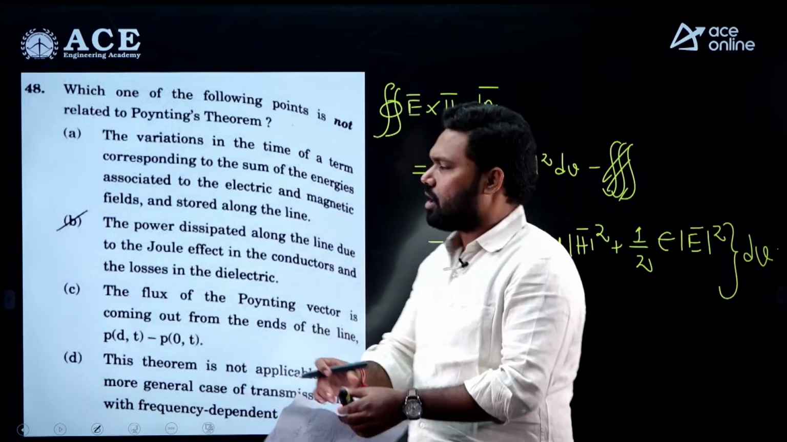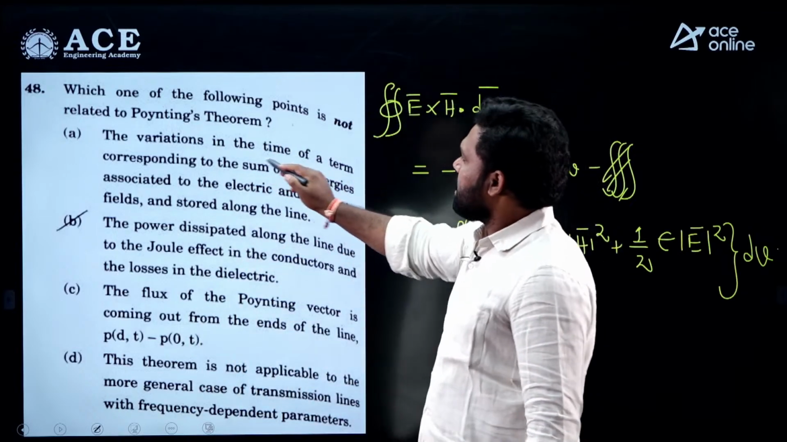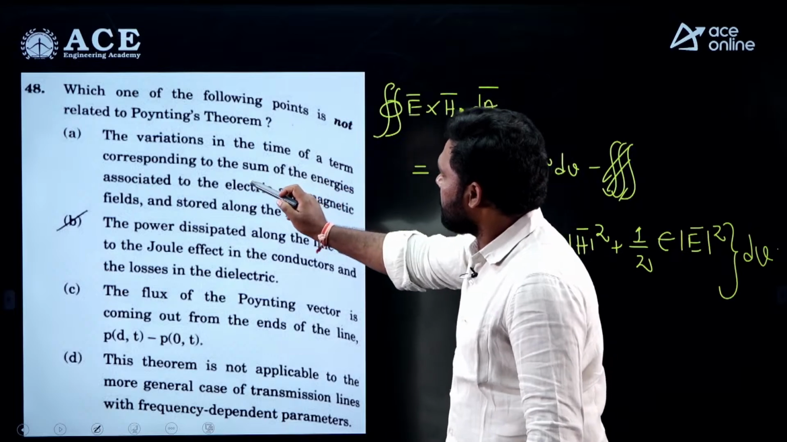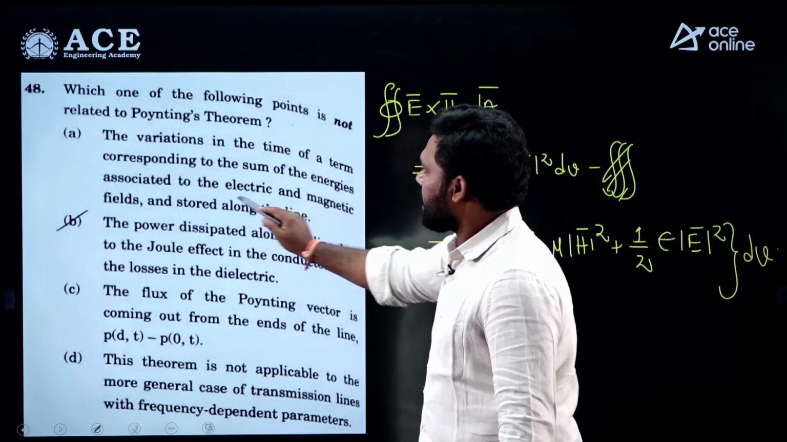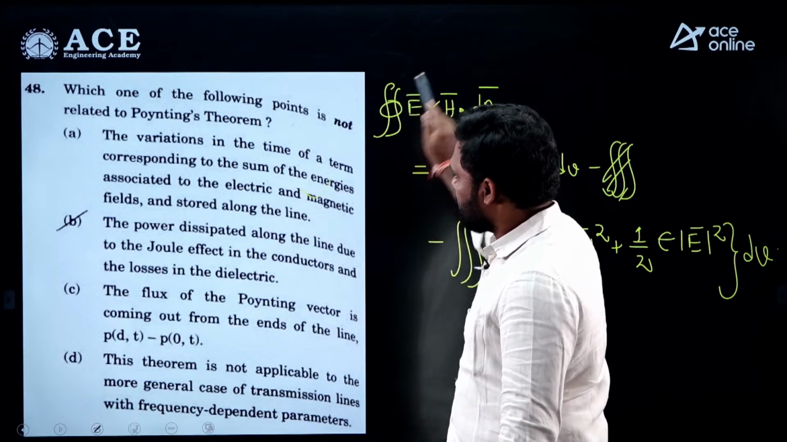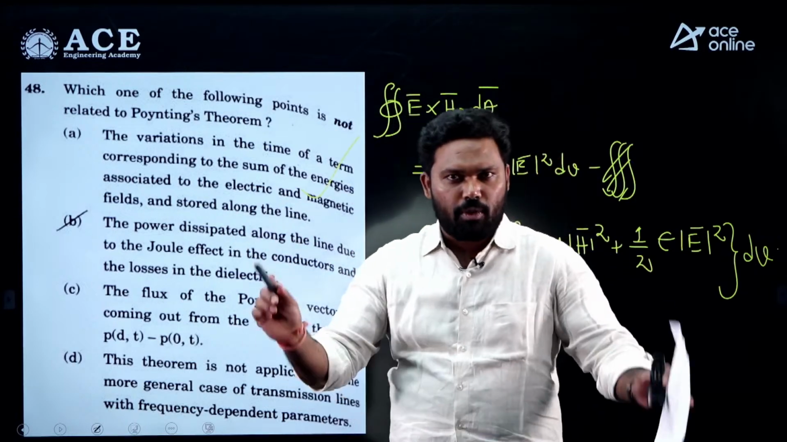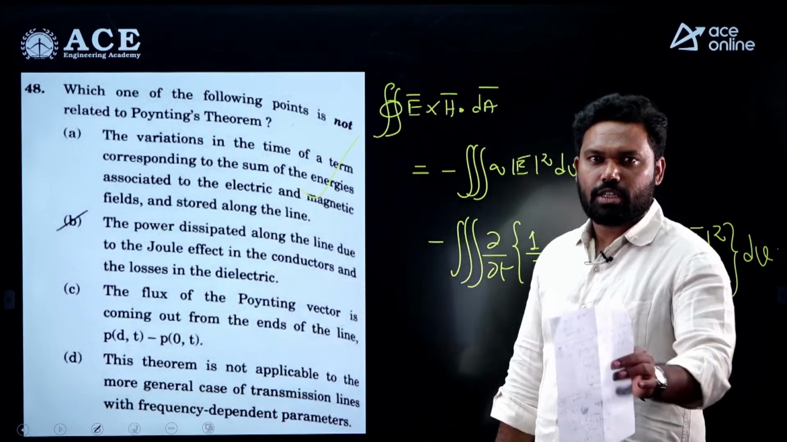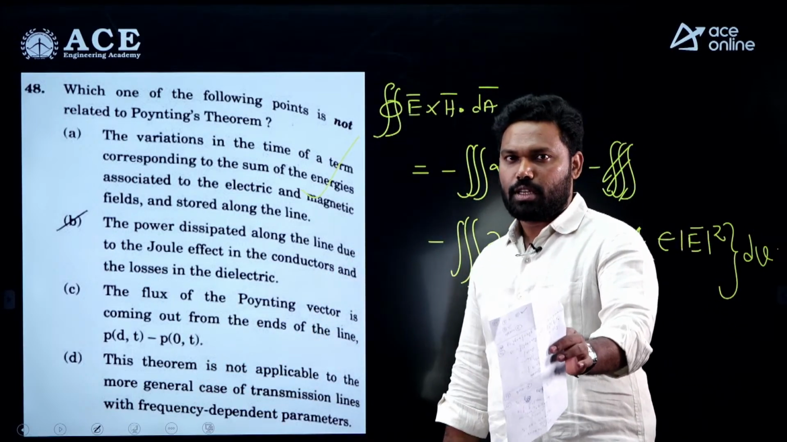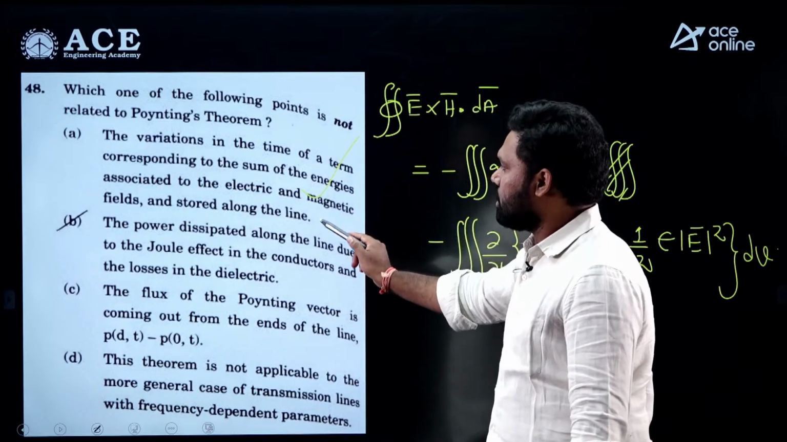Now let us focus on the options here. The variations in time of a term corresponding to the sum of energies associated with the electric and magnetic fields and stored along the line. Yes, these are correct. So it's talking about the same Poynting power flow with respect to the line. The line here is a transmission line. So it's talking about the power flow of the electromagnetic wave with respect to the guided medium. Fine. That point needs to be noticed here.